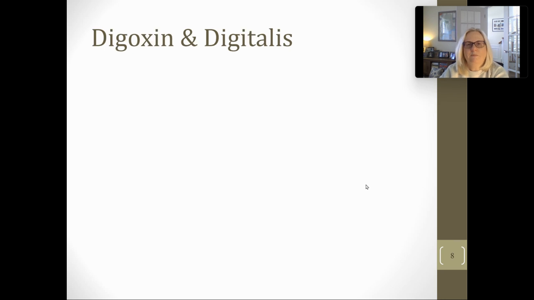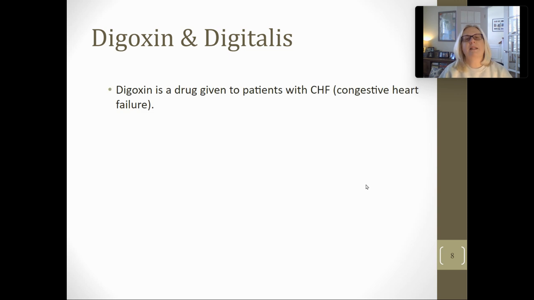All right, next one. There is a medication called digoxin. This is given to heart patients that have congestive heart failure. A lot of people get to a certain age, and because of family history, weight, diabetes, other issues with their heart, they end up in what's called congestive heart failure, where the heart is just starting to fail.